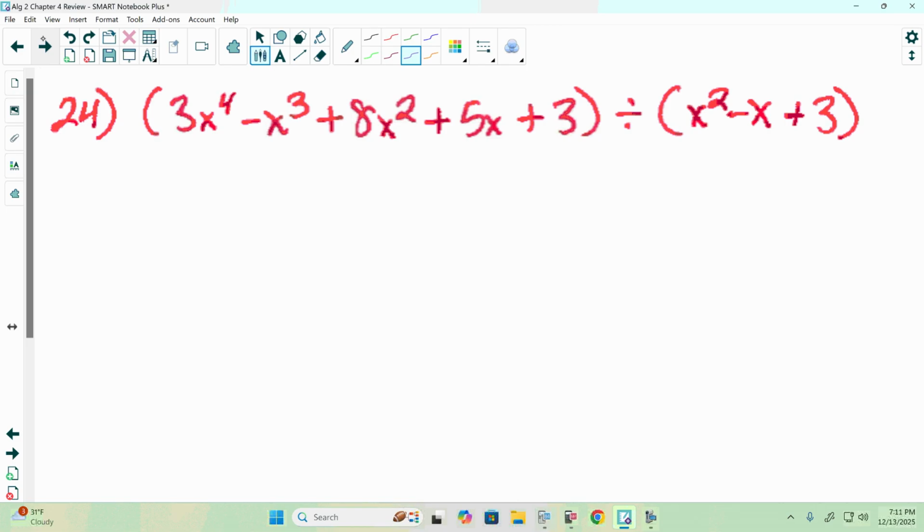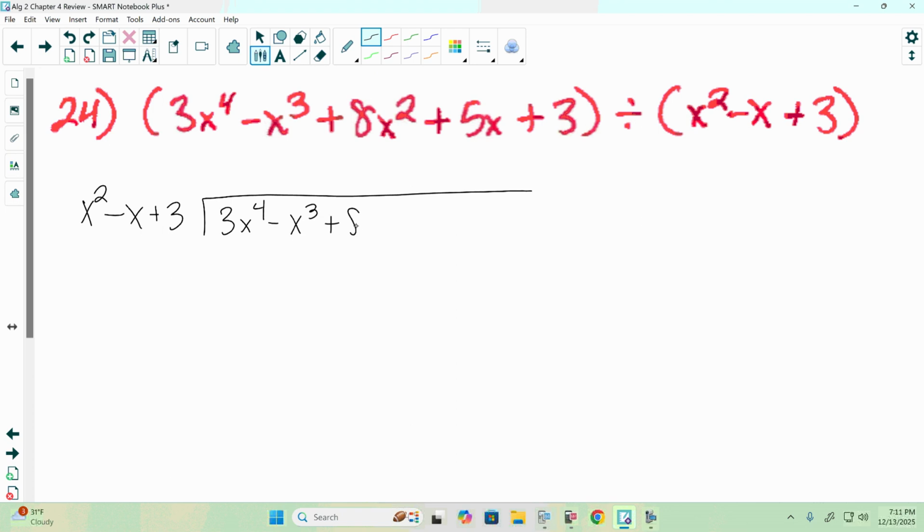Problem number 24. We have x squared minus x plus 3, and it's going to go outside. Inside, 3x to the 4th minus x cubed plus 8x squared plus 5x plus 3 goes inside. Take the biggest term inside divided by the biggest term outside, which is just x squared. 3x to the 4th divided by x squared is going to be 3x squared.